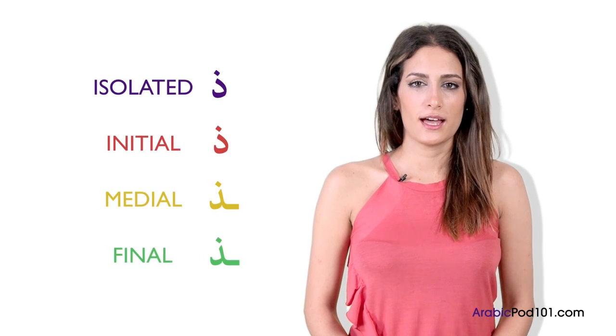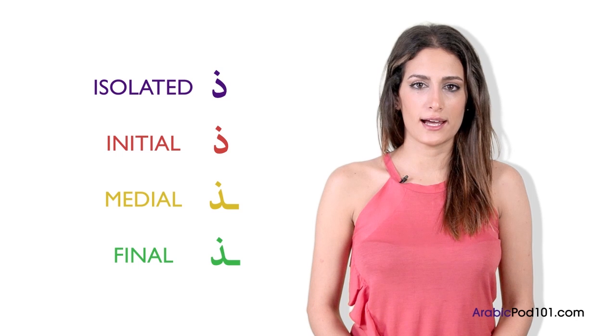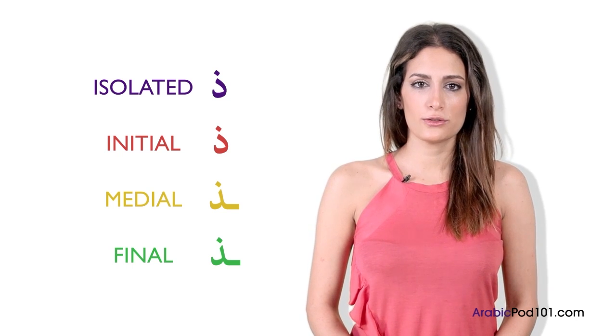Now let's see how it looks in its other forms. As you can see, it's just like its lookalike, Dal. The initial form is the same as the isolated, and the medial form is the same as the final. If you know how to write Dal, then you just need to add a dot to write Dhal. Handwriting time. Dhal.